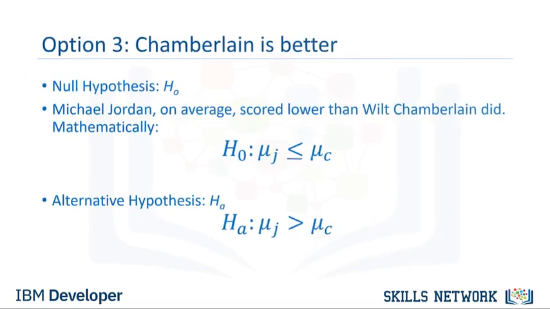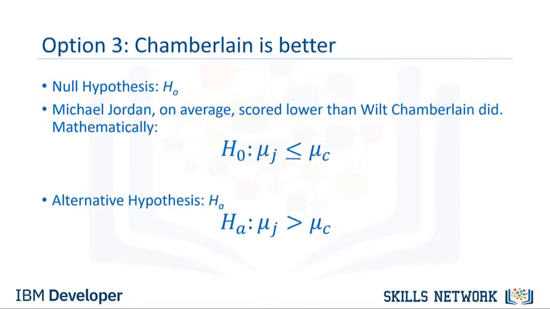And by the same account, our third option would be that the null hypothesis is that in fact Jordan scored less than Wilt Chamberlain, and the alternative hypothesis will be the reverse of it, saying that no, Michael Jordan scored higher than Wilt Chamberlain. So in a nutshell, we have three options.